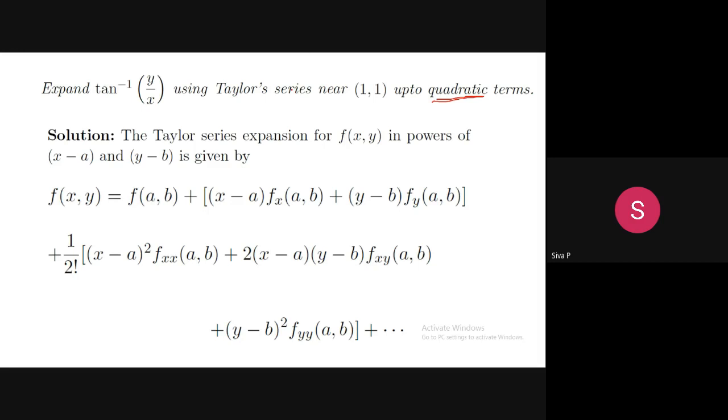This is the first order. What about the second order? It is like the a plus b whole square formula: a square plus 2ab plus b square. So 1 by 2 factorial, x minus a whole square fxx of a comma b, plus 2 into x minus a, y minus b fxy of a comma b, plus y minus b whole square fyy of a comma b. Whenever you solve the problem, first you have to give importance to writing the formula.